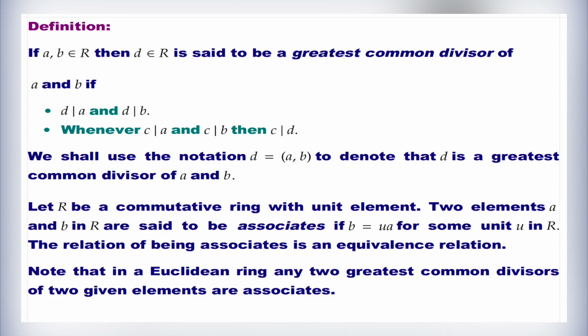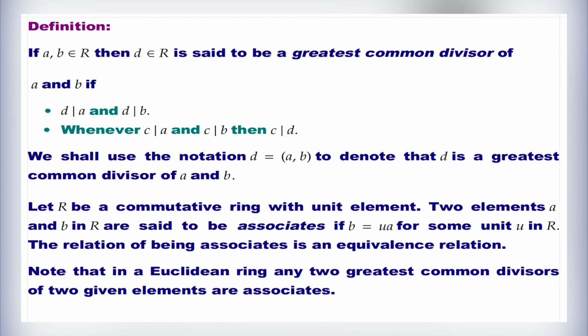If A and B are in R, then D in R is said to be a greatest common divisor of A and B if D divides A and D divides B, and whenever C divides A and C divides B, then C divides D. We shall use the notation D equal to (A, B) to denote that D is a greatest common divisor of A and B.